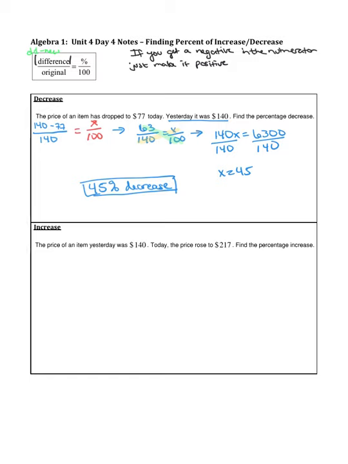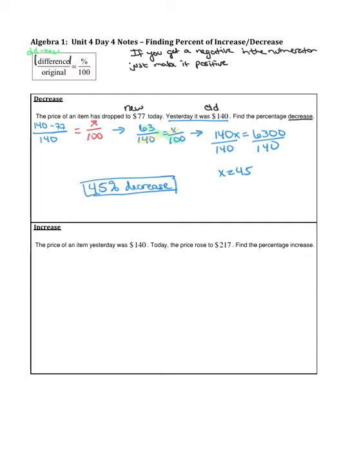Now, I did old minus new because this is the old price and this is the new price. But I also knew it was a decrease. I knew the price would be going down. I should not have set it up as 77 minus 140, but I could have and still done the absolute value. Let's do another one.